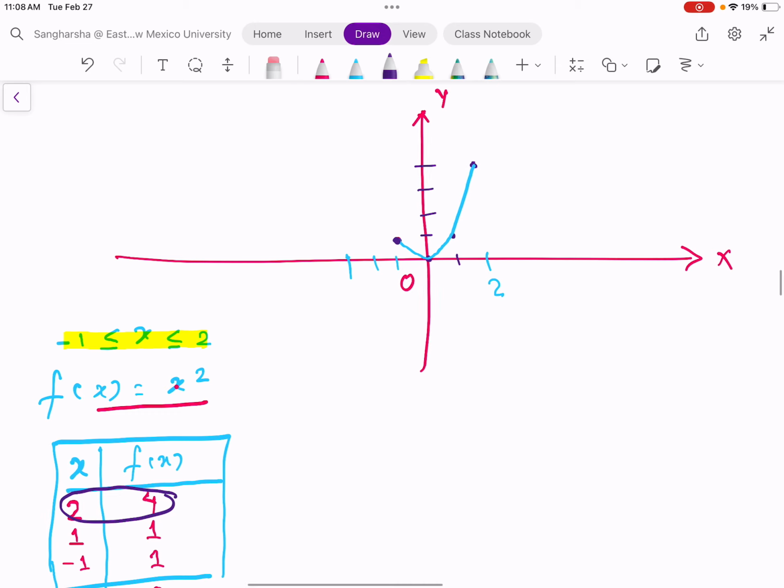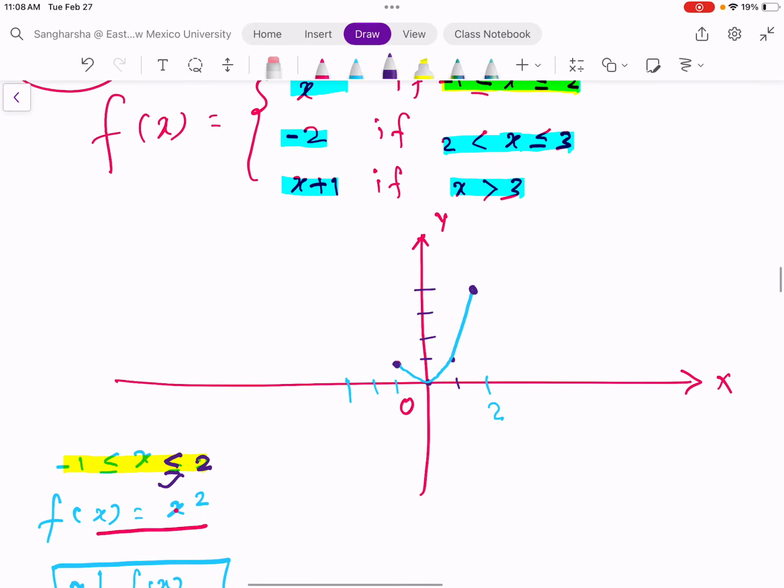And what about on the right? Can we extend the graph on the right? No, that's true because x is less than or equal to 2. And at 2 we have equals to here, so we're going to have a closed circle. So this is the graph for the first part.